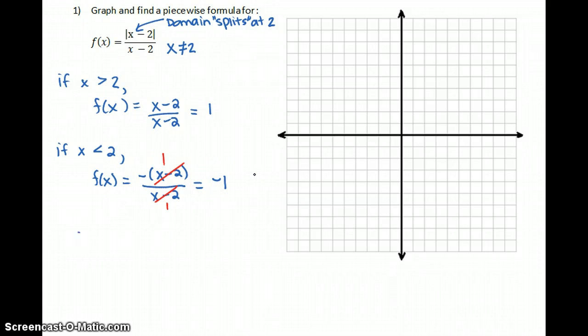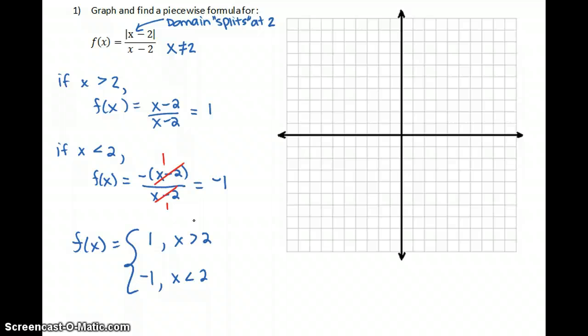Thus, when we write our piecewise function, f of x equals the pieces, our y value f of x is 1 whenever x is greater than 2, and negative 1 whenever x is less than 2. Remember, we can't put an equal sign with either of these because the bottom cannot be 2, or we have division by 0. So now we're faced with actually graphing this piecewise function. We found our piecewise formula, and now we need to graph it.